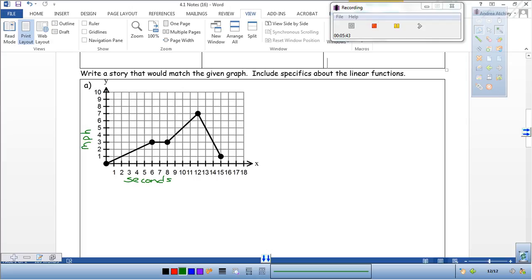Okay, anyone else want to share a story? That's a good one. That works with this. Go for it. On the bottom, it's time in minutes, and the side is heat in Fahrenheit. Put a pie in the oven and turn it on. It rose 3 degrees in 6 minutes, and then it stayed at 3 degrees for 2 minutes, and then it rose to 7 degrees at the 12-minute mark. Then her oven broke, and it dropped back to normal degrees in 2 minutes.